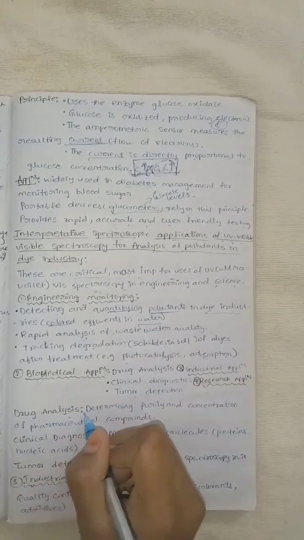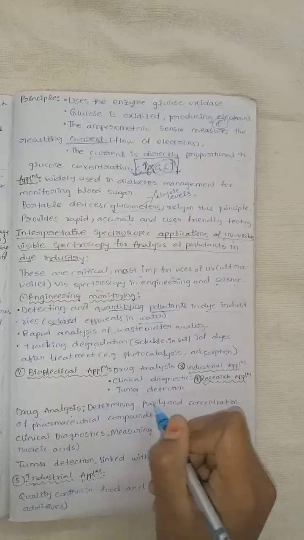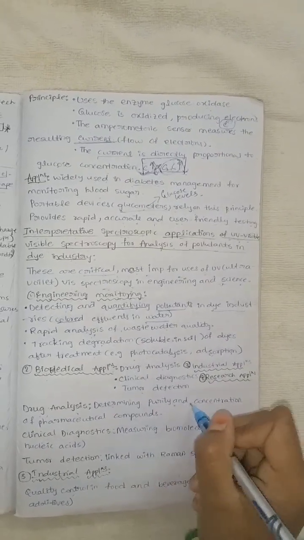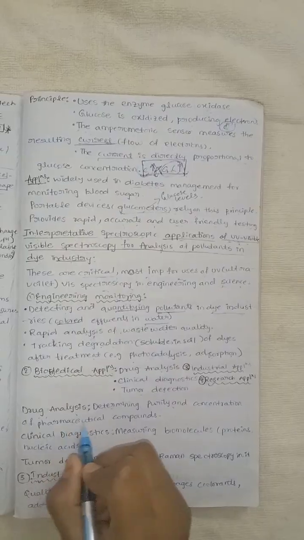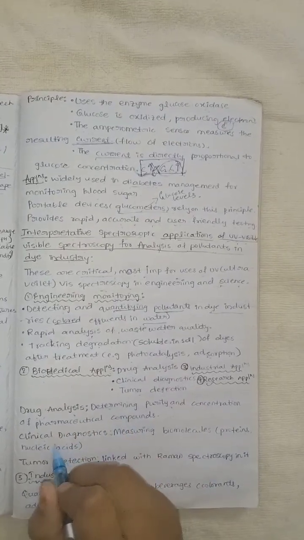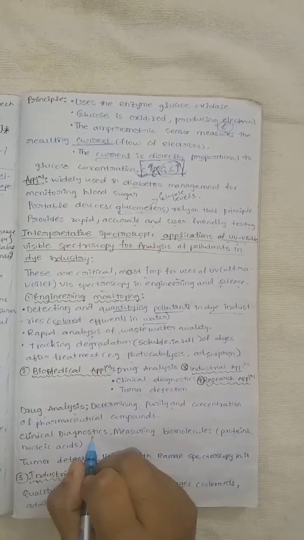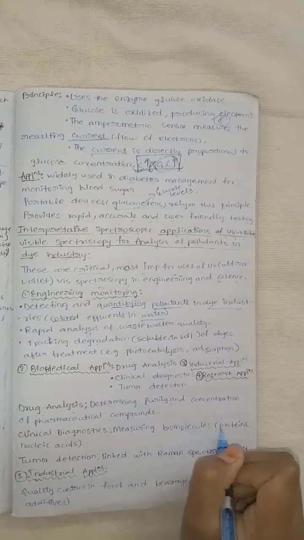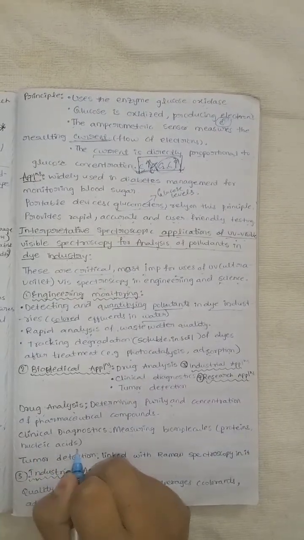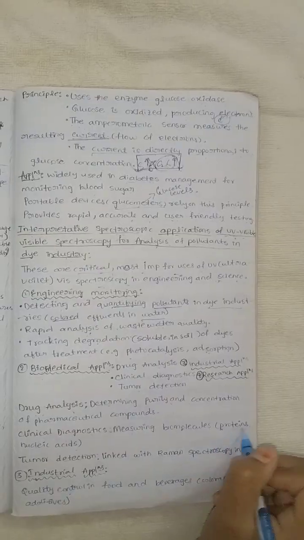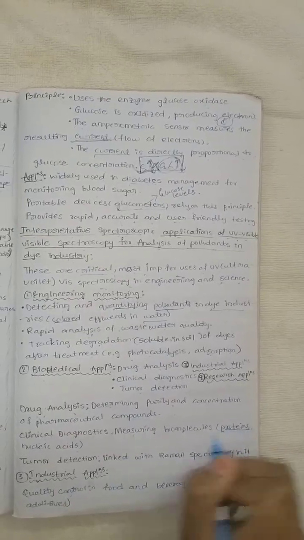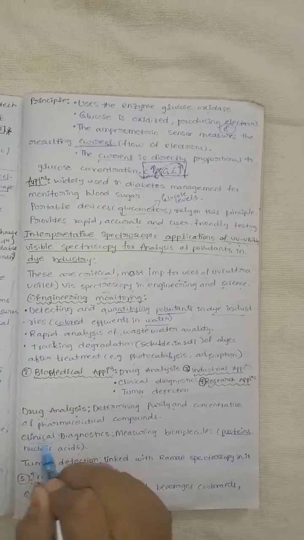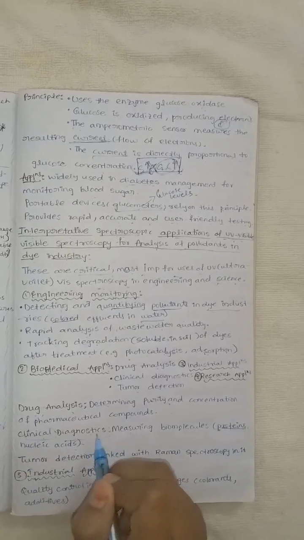Drug analysis is the process of determining the purity and concentration of pharmaceutical compounds. Clinical diagnostics measure biomolecules like proteins and nucleic acids, measuring how much protein and how much nucleic acid is present, which is used for clinical purposes in diagnosis and treatment.